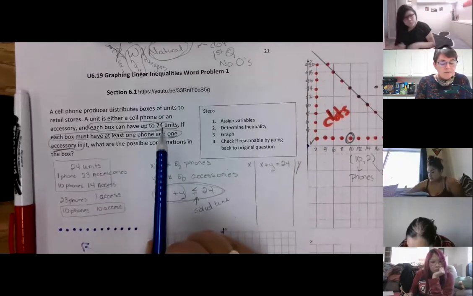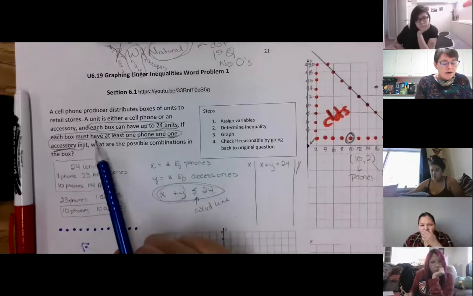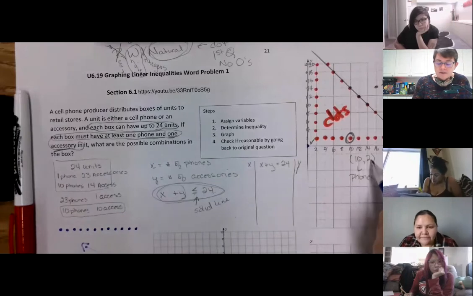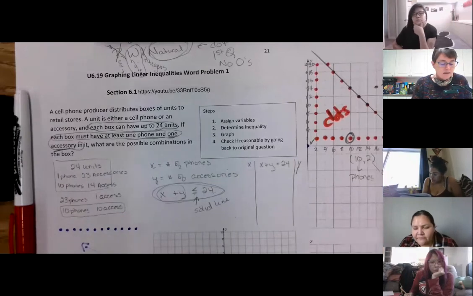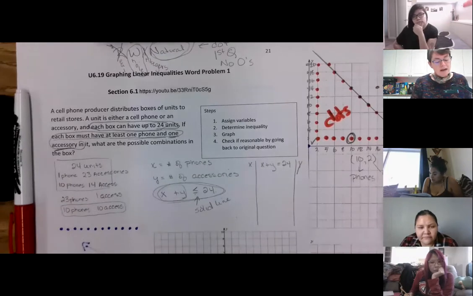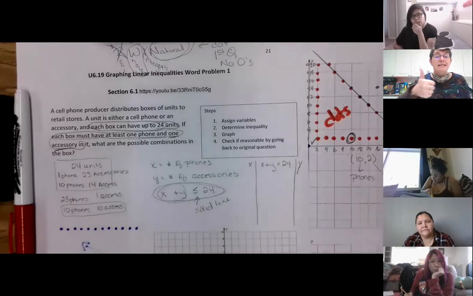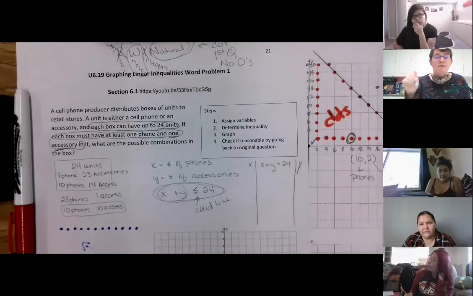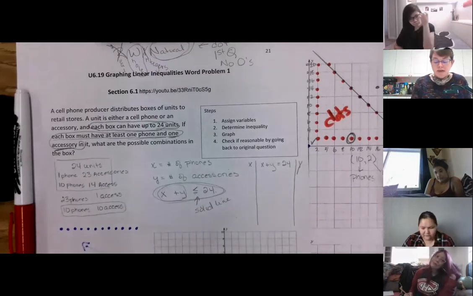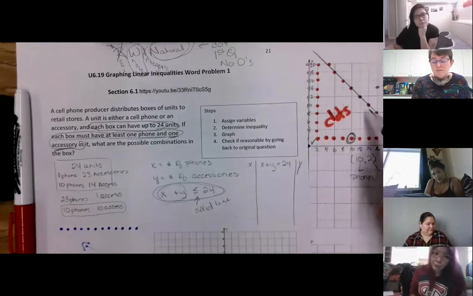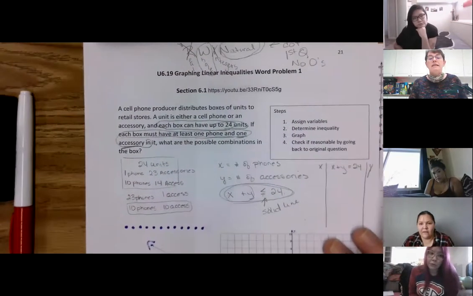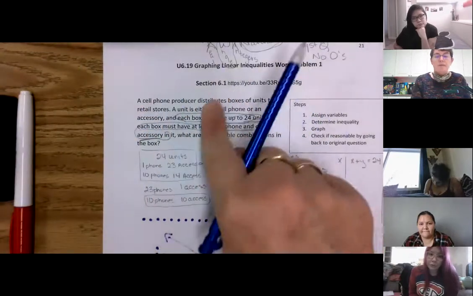each box can have up to 24 units, and each box must have at least one phone and one accessory in it. So if I have 10 phones and 2 accessories, do I have a box containing up to 24 units? Thumbs up, right? It's under 24, which I'm supposed to have, and it has one of each. So that's what I mean at the end by going back. So you just basically pick a point in there and see if based on that, the word problem works.